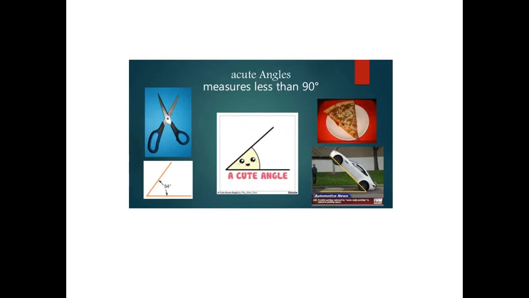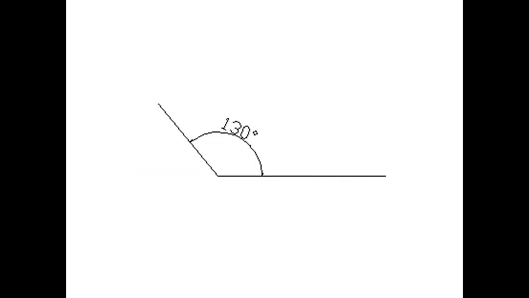Here it is: this pizza, the scissors, even car drifting. So we call this an acute angle. Its measure is less than 90.